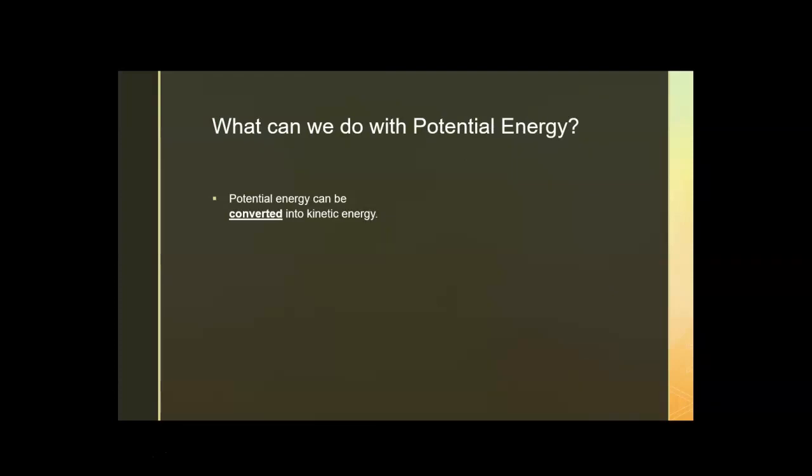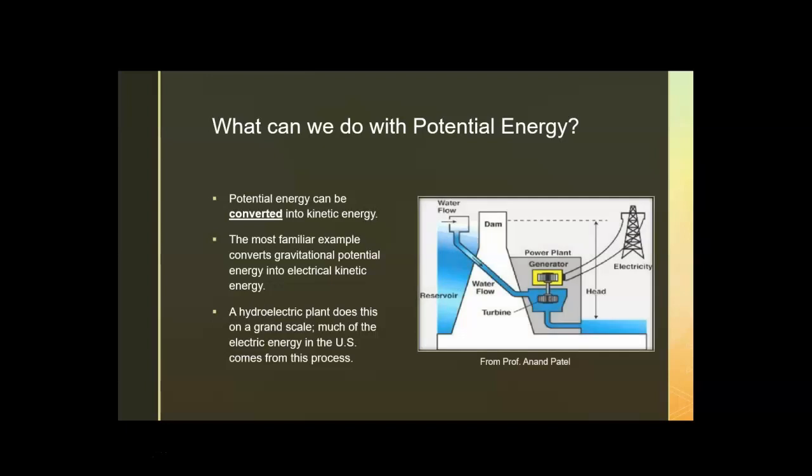What can we do with potential energy? Well, we can convert potential energy into kinetic energy. Energies are interconvertible. The most familiar example converts gravitational potential energy into electrical kinetic energy. A hydroelectric plant, as we see diagrammed here, does this on a grand scale. And much of the electrical energy in the United States comes from this process.